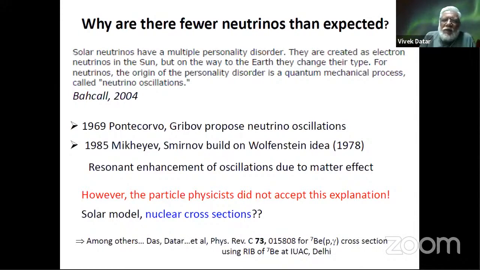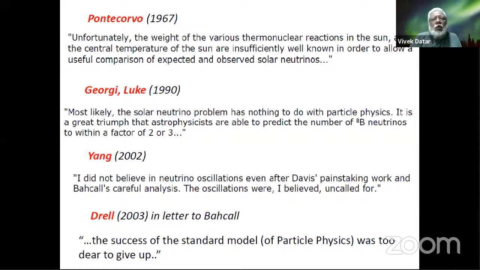In fact, this was the feeling of many particle theorists. So even Pontecorvo, who actually proposed neutrino oscillations, said that unfortunately the weight of the various thermonuclear reactions in the sun and the central temperature of the sun are insufficiently well known in order to allow a useful comparison of the expected and observed solar neutrino. So he was pretty skeptical of the oscillation solution to the observed shortage of neutrinos.